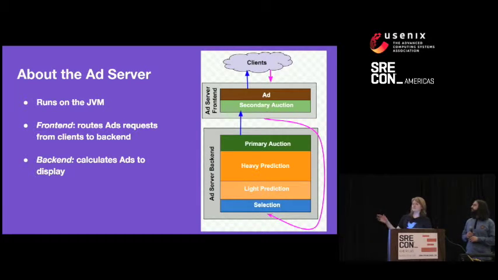So the front end ad server is network bound because of that fan out portion, right? The fan out operation it has to do. And the back end ad server is CPU bound because it does a lot of computationally heavy operations.